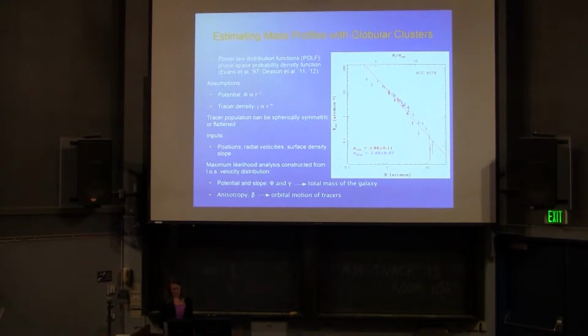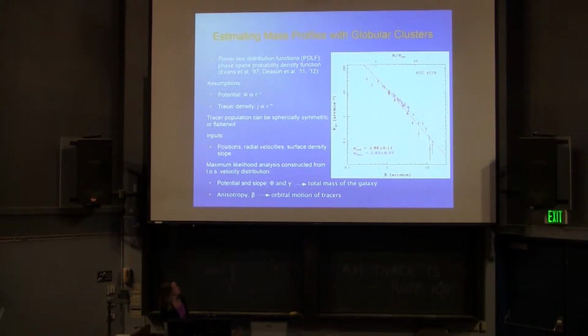So we have 2 different distribution functions that we use within this methodology. The first one describes the tracer population as spherically symmetric, but we've also included a new distribution function which allows us to include flattening of our tracer population. So the models essentially just take the positions and radial velocities of our globular clusters, as well as our surface density slope as inputs.